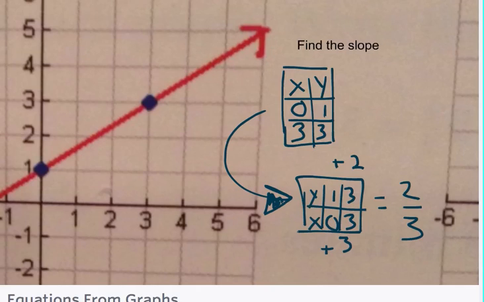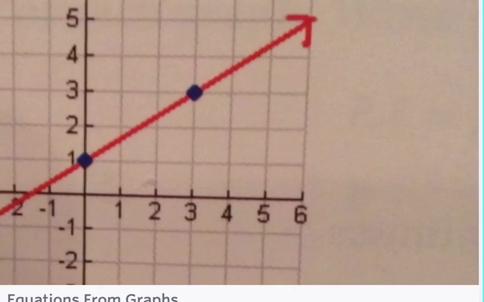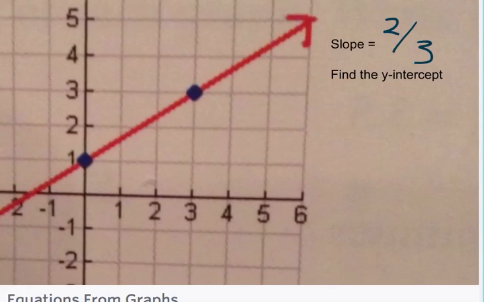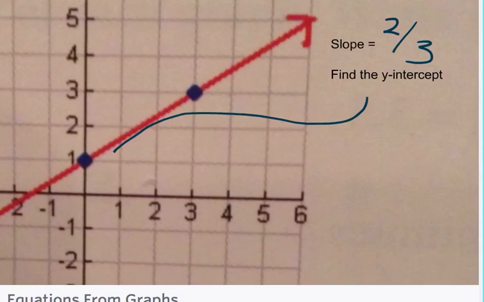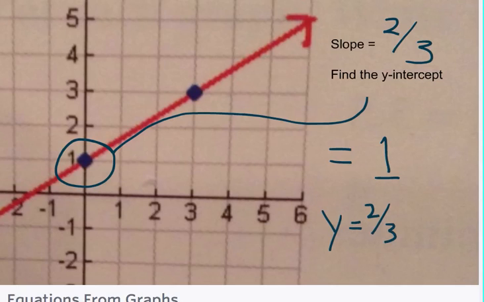Next thing we're going to do is try to find the y-intercept, and that should be pretty simple. We've done that quite a bit. It's where this red line is intercepting the y-axis. And it literally is just right there. We just identify it. It's 1. So we can now write the equation. Y equals the slope times x plus 1.